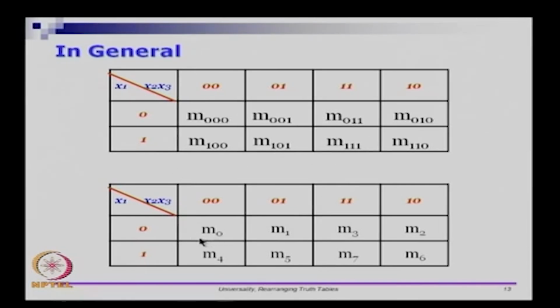So, this is min term 0, 1, 3 and 2, and this row contains min term 4, 5, 7 and 6. So, given a truth table, without going through this folding and other things, you can directly come to this one. We will see why this is useful in the next module.